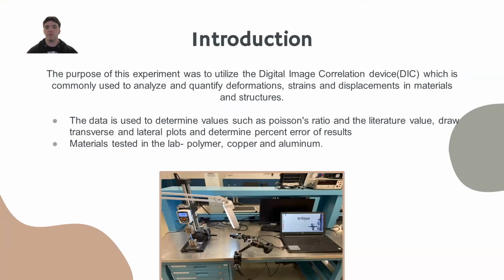The purpose of this experiment was to utilize the digital image correlation device, also known as the DIC, which is commonly used to analyze and quantify deformations, strains, and displacements in materials and structures. The data is used to determine values such as Poisson's ratio and the literature value, draw transverse and lateral plots, and determine the percent error of results. Materials tested in the lab were polymer, copper, and aluminum.